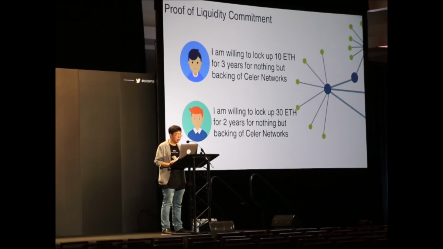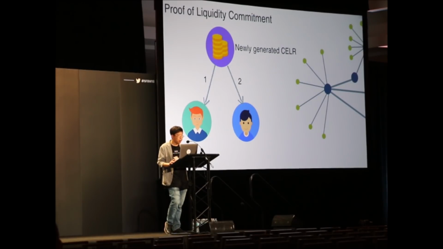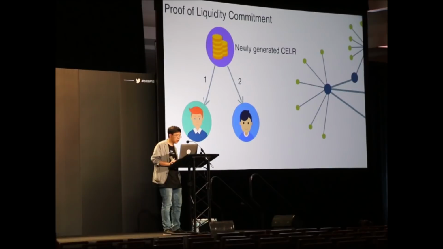And someone is locking up some other amount of ETH for a certain amount of years. Newly generated Celer token will be distributed proportionally to the virtual mining power. The virtual mining power is basically a product of the amount of liquidity and also the time commitment. So if you have a long time of commitment and also a large amount of liquidity committed to the Celer network, you will have a larger mining power and therefore get more newly generated Celer token.